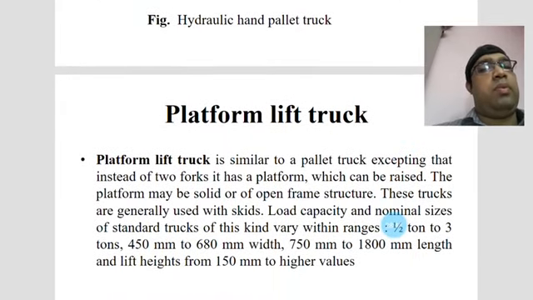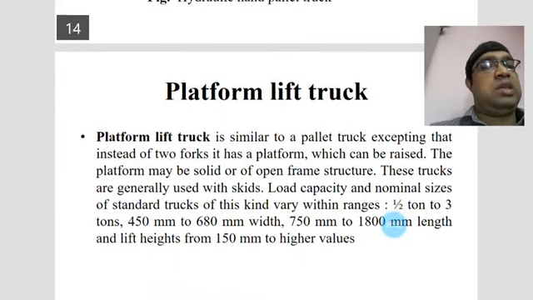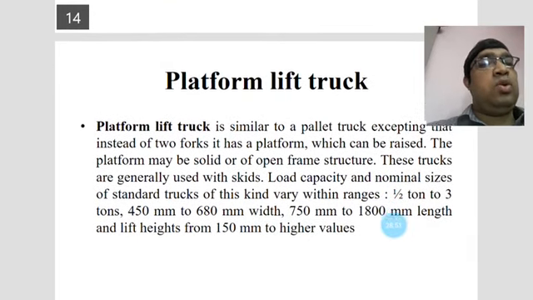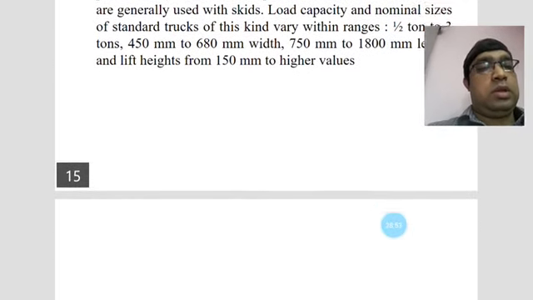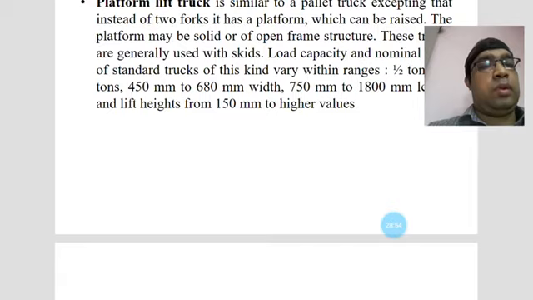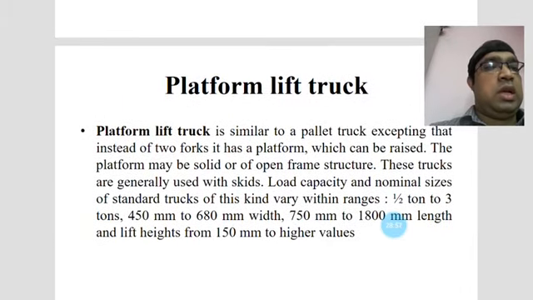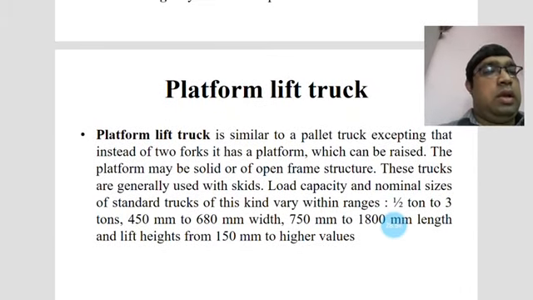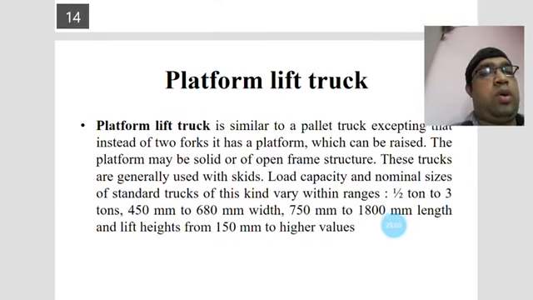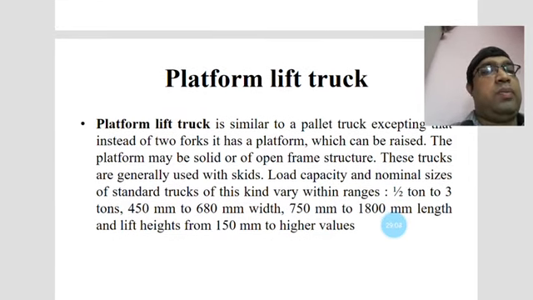The platform lift truck is similar to a pallet truck, except that instead of the two forks it has a platform which can be raised. The platform may be solid, or we can also see an open frame structure.